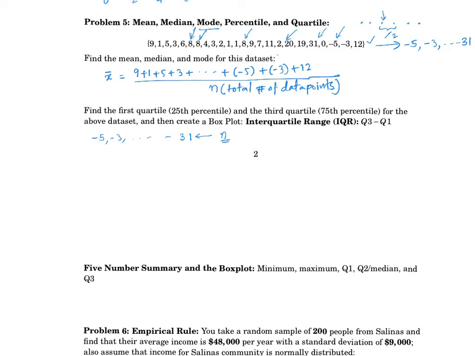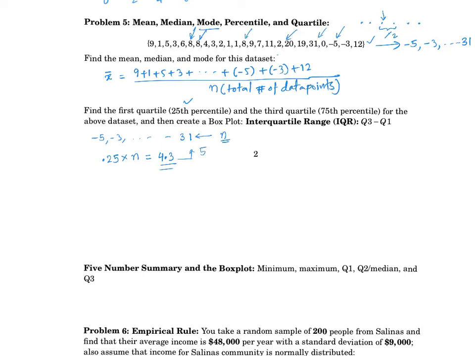Once you know that, let's say you want to find the 25th percentile, which is the first quartile. So the 25th percentile is 0.25 times the number of data points. Let's say you get, I don't know, 4.3. This number, if it happens to be a fraction, you want to round it up to the next number, which is going to be 5.